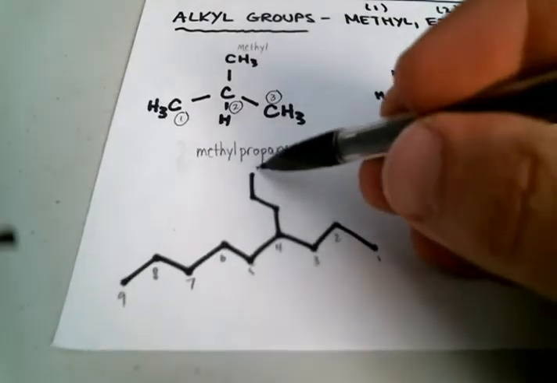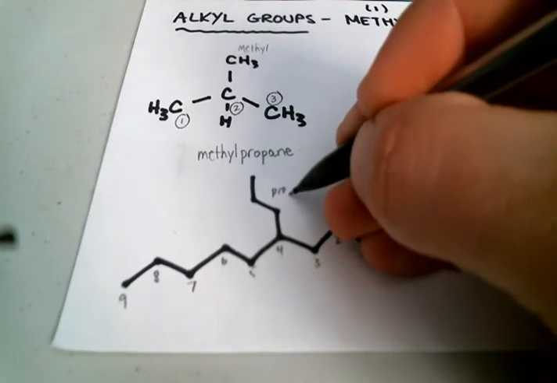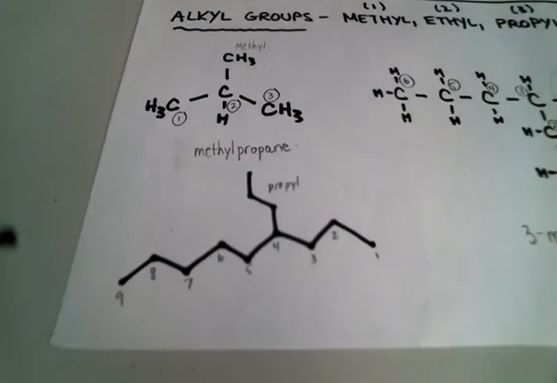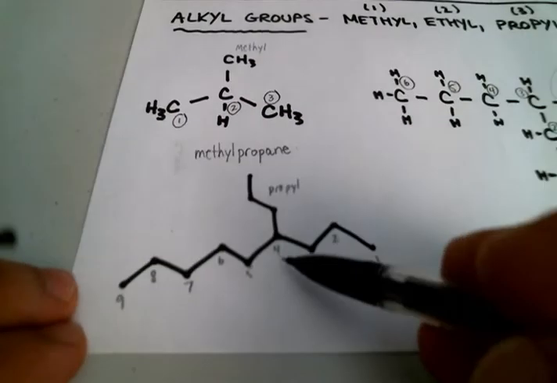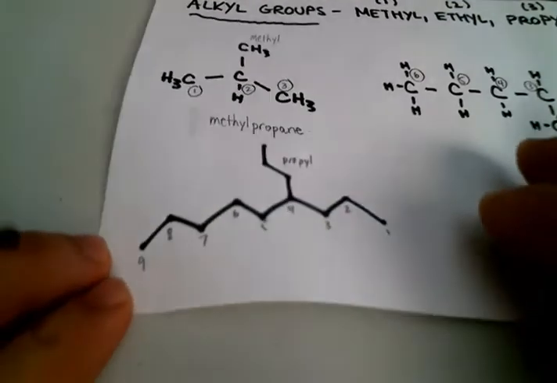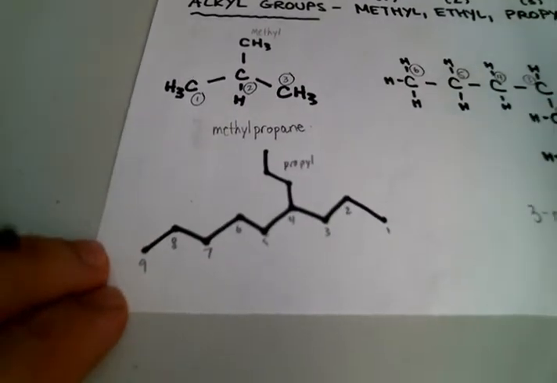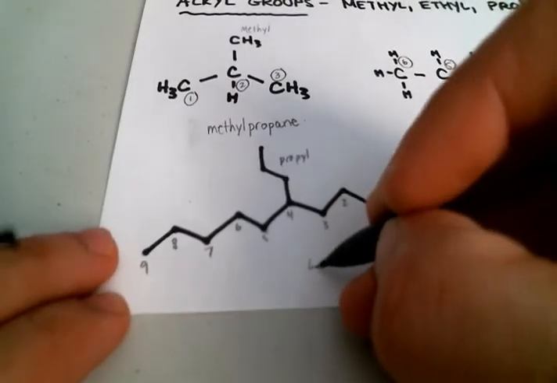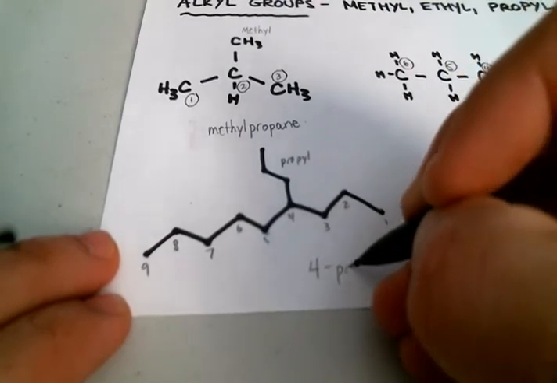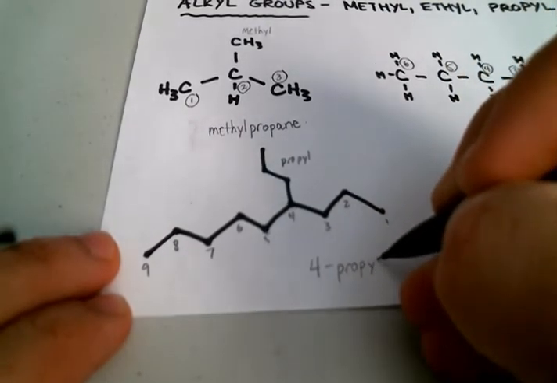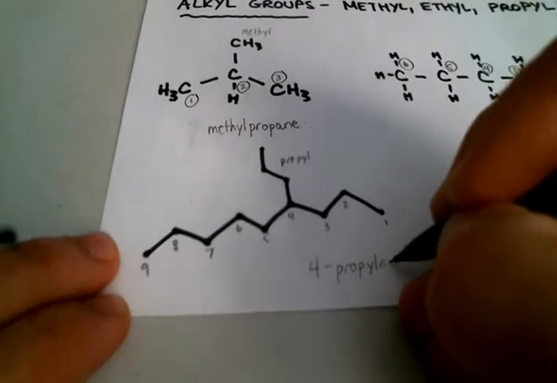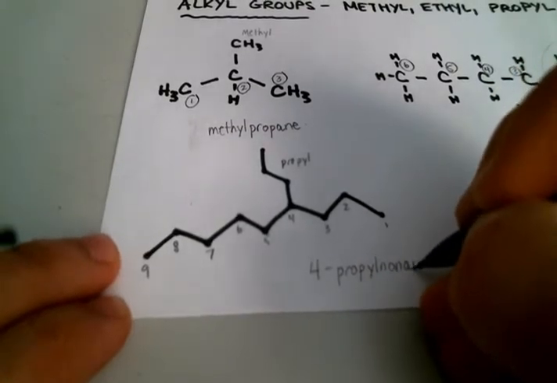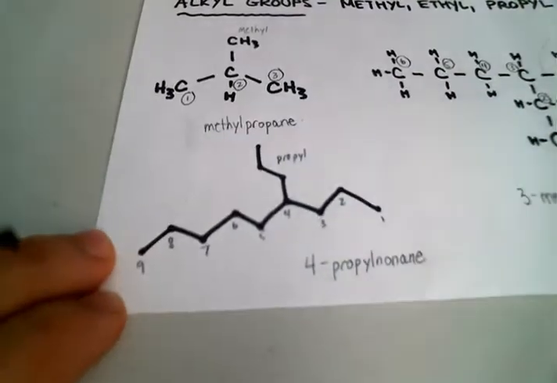And here I've got 1, 2, 3 carbons, so that makes this a propyl group because there's 3 attached there. And that's on carbon number 4. So that is going to make the name of this molecule 4-propyl for the propyl group, and then nonane because we have a 9 carbon chain.